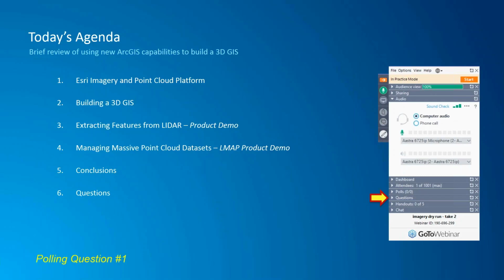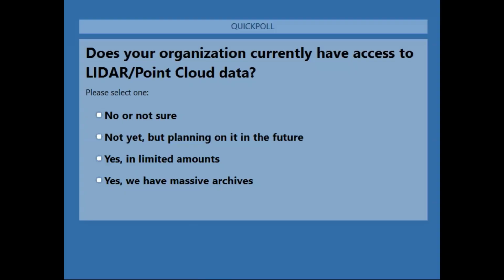So before I begin, let's go ahead and switch over and take polling question number 1. We always like to get an idea of what the audience is familiar with, and that gives us an idea how we can talk. So Noel, if you can bring up the first polling question, that'd be wonderful. Polling question number 1, please feel free to respond, is: does your organization currently have access to LiDAR and point cloud data?